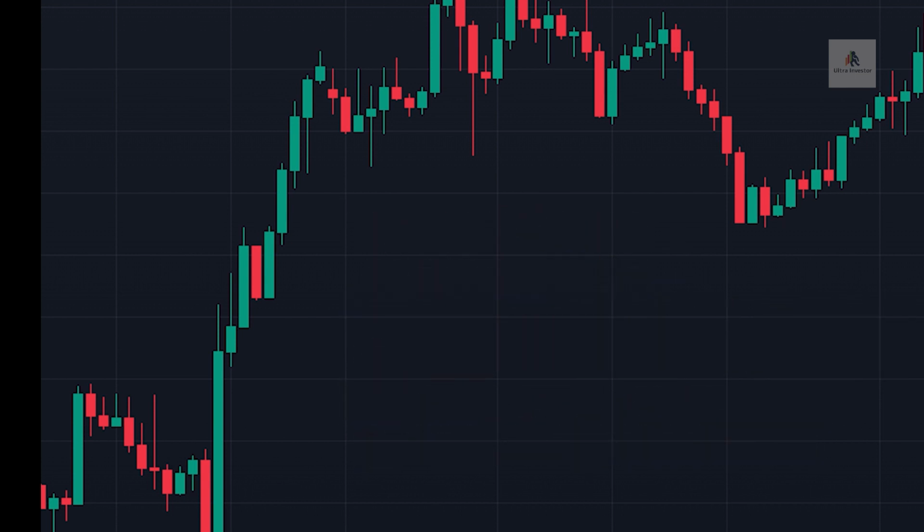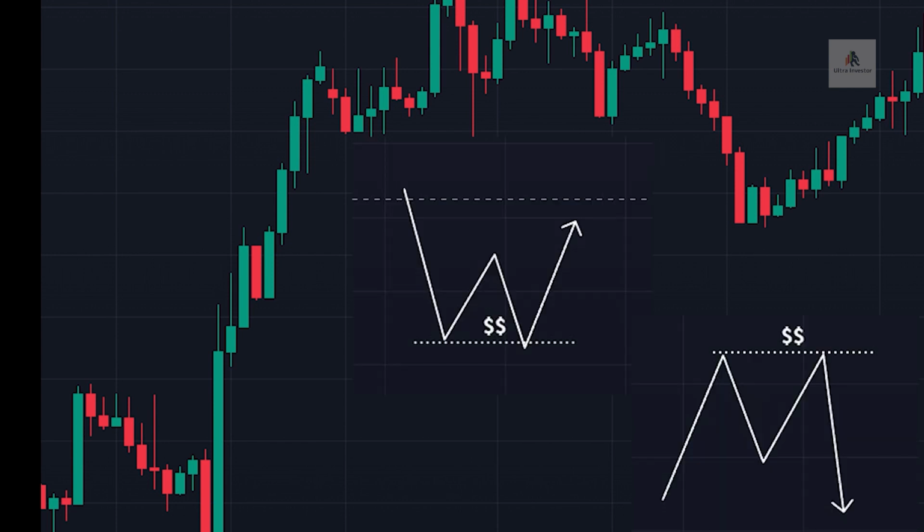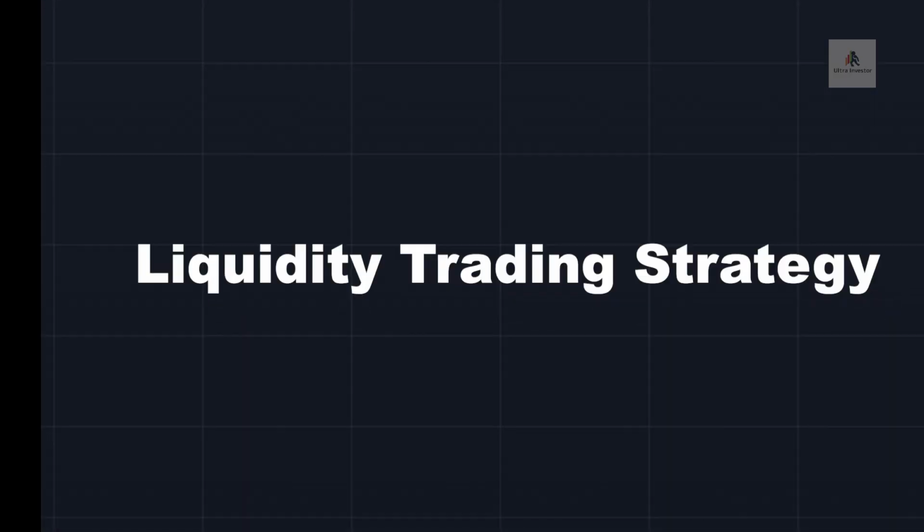We focus on identifying liquidity zones mainly through equal highs and lows, keeping things simple and easy to apply. Now that we have covered the basics of liquidity, let's delve into our primary liquidity trading strategy.